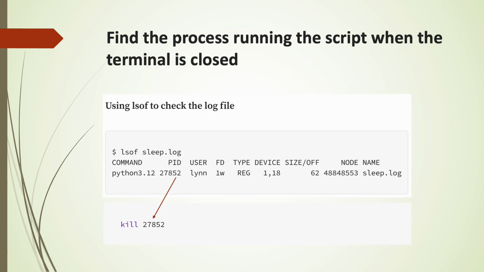It's a bit more challenging to find the process running the script with nohup when the terminal is closed. There are various ways to do it. We will introduce two that we use frequently. We can use lsof to check the log file. lsof lists all processes that have sleep.log open, showing you which commands are writing to it. We can then kill the process by process ID, namely PID.